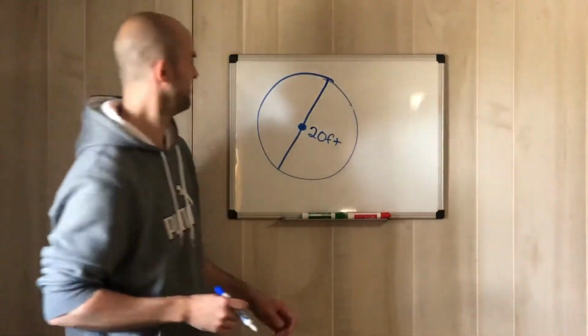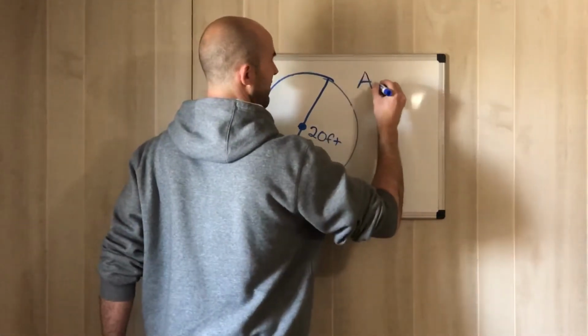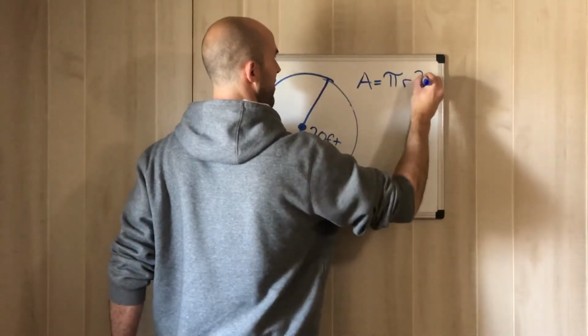Just to keep it easy, you want to find the area, right? So when you want to find the area of a circle, you want to use the formula for the area of a circle, which is pi r squared.